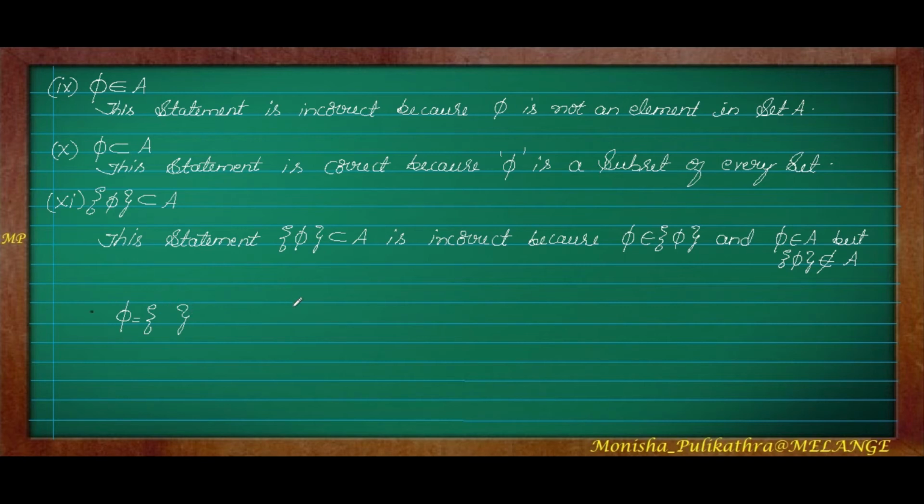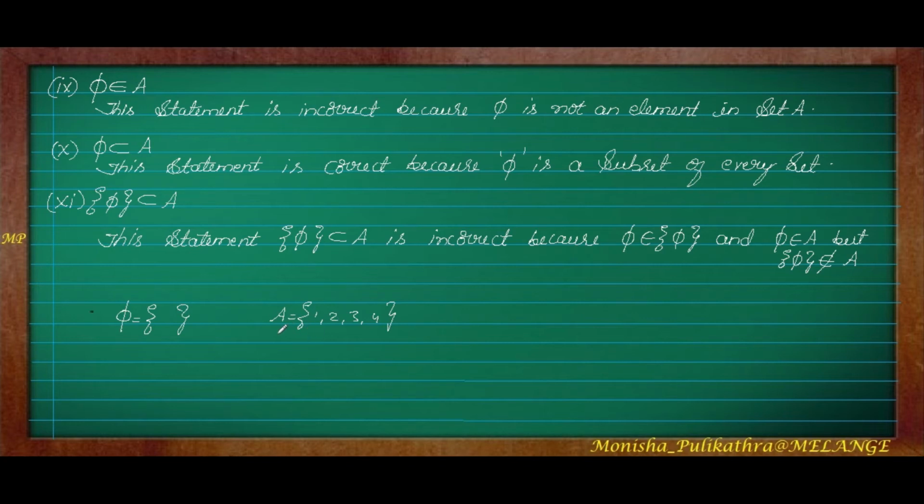So it doesn't belong to some other set, because set A means it can contain some elements. But it doesn't have a null set inside it, so it doesn't belong to set A. Next, the null set is a subset of A. So this is correct, because for every set there will be a null set.